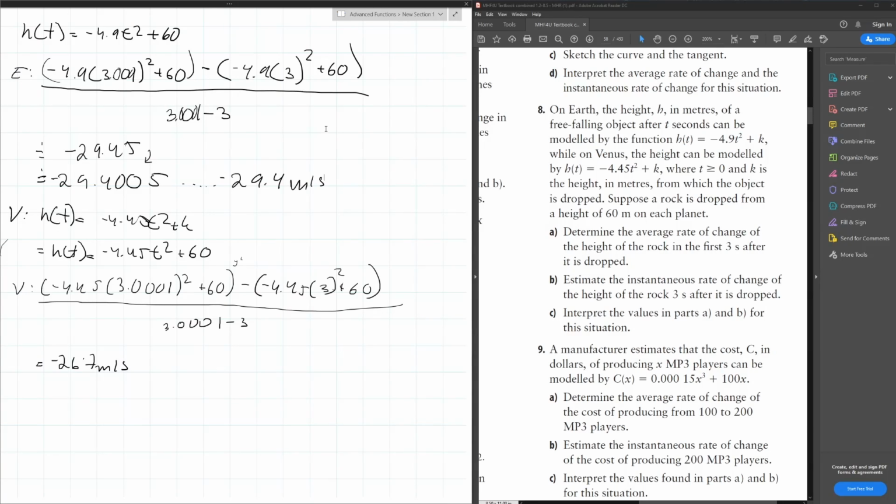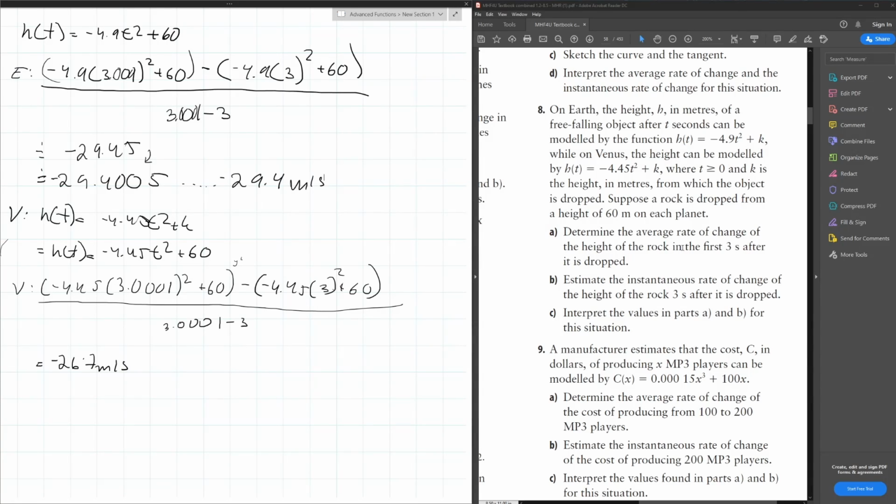Now for part C, it says to interpret the values in part A and part B for the situation. Well, I know this is going to be a shock, but it appears as though a rock on Earth actually falls faster than a rock on Venus. Since, as you can see here, the Venus one has a smaller value than the Earth one. And that's all we're going to say.